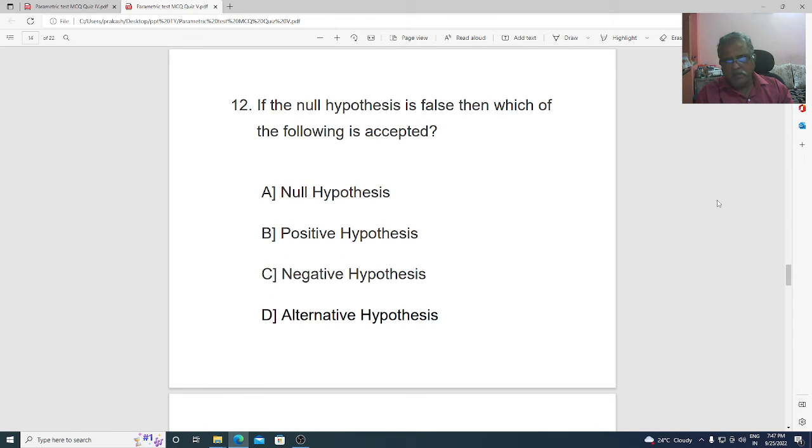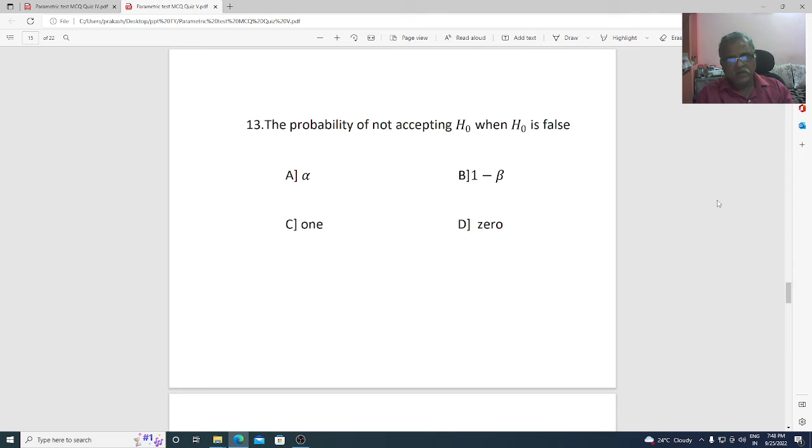Question 11. A hypothesis which defines the population distribution is called null hypothesis, statistical hypothesis, simple hypothesis, composite hypothesis. The correct option is option C, simple hypothesis. Question number 12. If the null hypothesis is false, then which of the following is accepted? A null hypothesis, option B, positive hypothesis, C, negative hypothesis, D, alternative hypothesis. The correct alternative is D, alternative hypothesis.